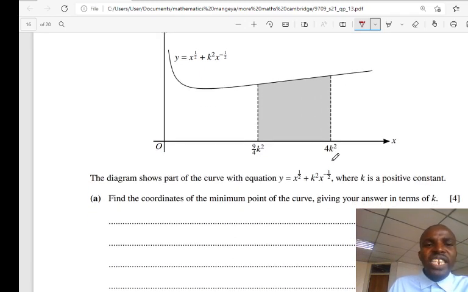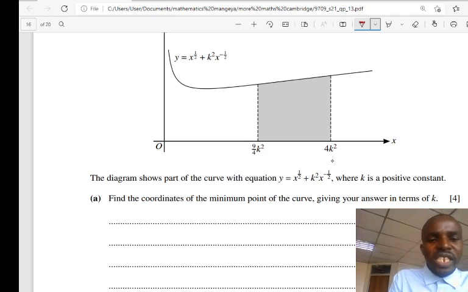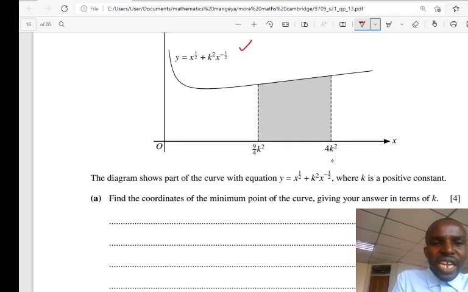Right, so you differentiate that one. Minimum point, dy/dx equals 0. Minimum, maximum, stationary is still the same. So you say dy/dx is equal to 0. So you differentiate this one, you find dy/dx there. You write dy over dx is equals to.